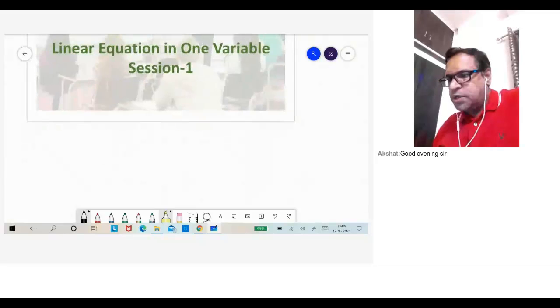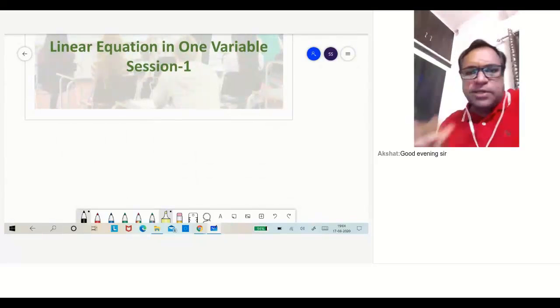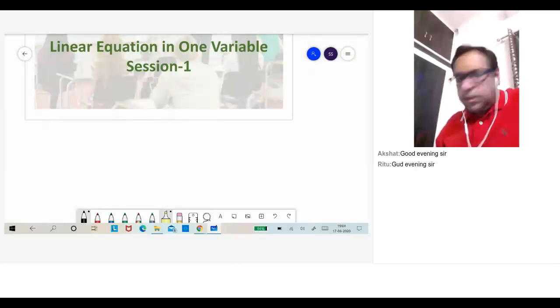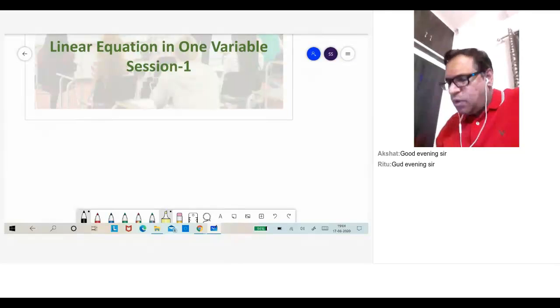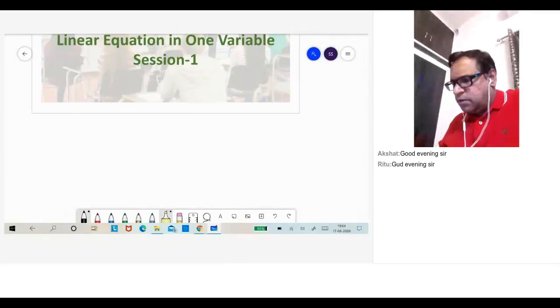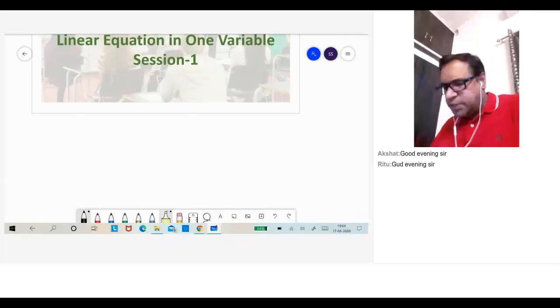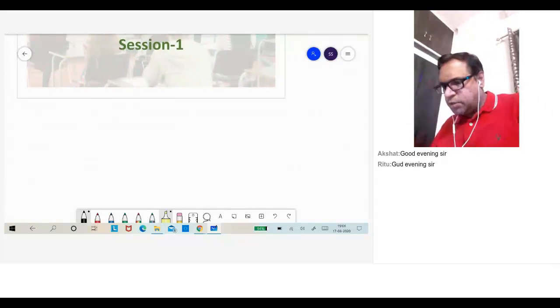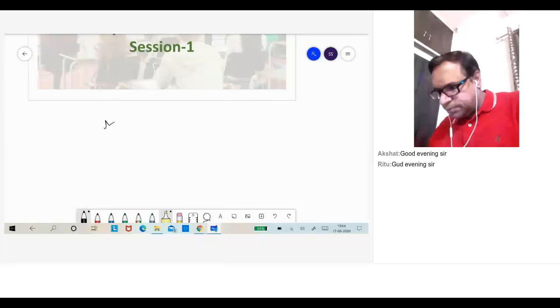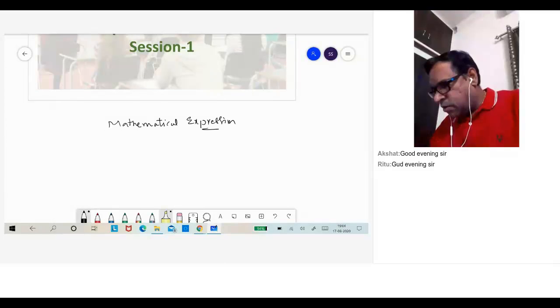Equations. Now let me give you a few basic things. Let's understand a few basic things. What is an expression? Here, let's talk about mathematical expressions first. You might be knowing that. Let's talk about mathematical expressions. Now, what is a mathematical expression?